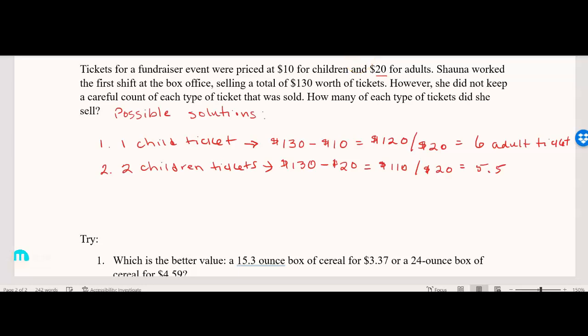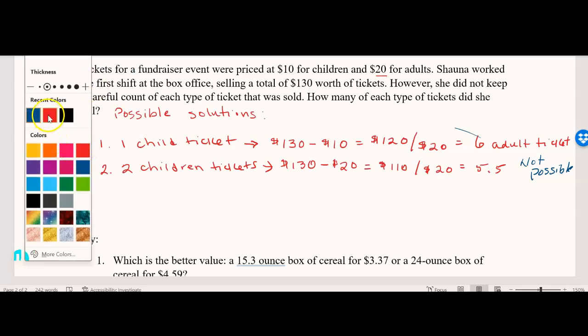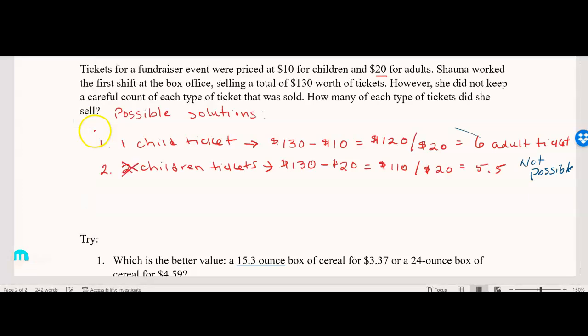Ooh, what does that mean? Well, you can't sell half a ticket. What this tells me is that it is not possible that she sold 2 child tickets. So we know right there that that was not a possibility. And you could keep doing this.